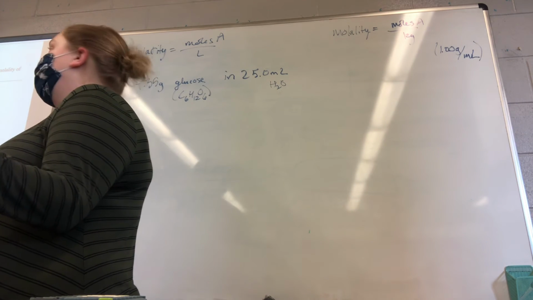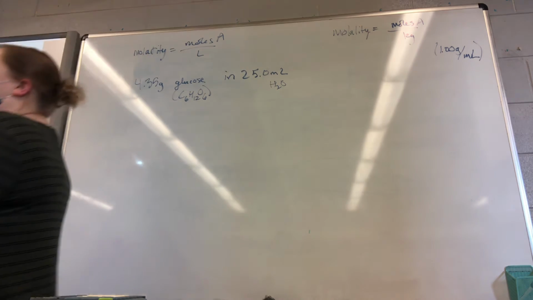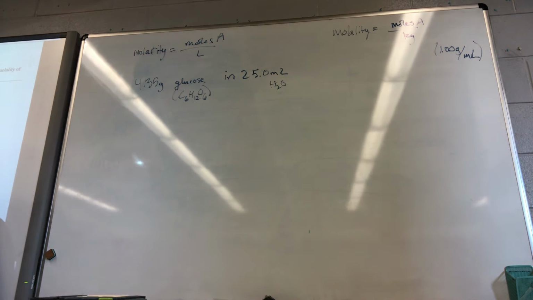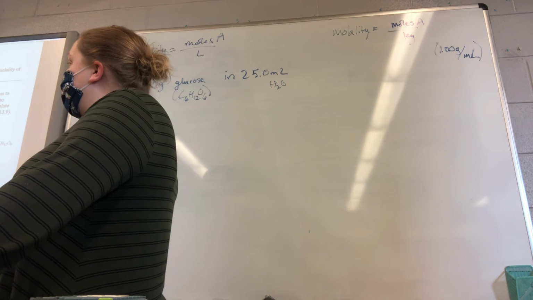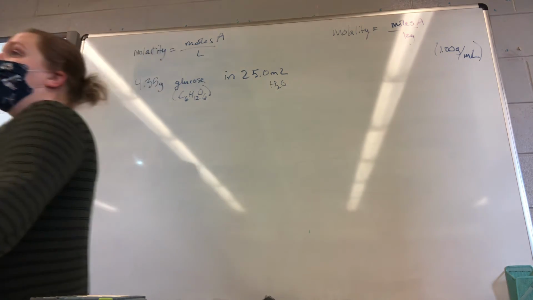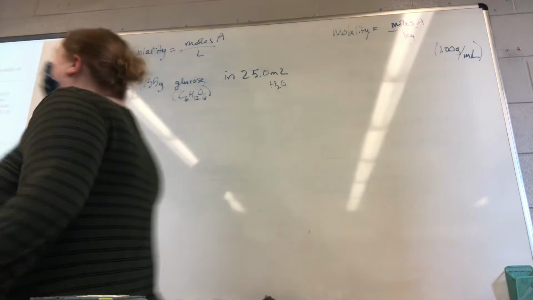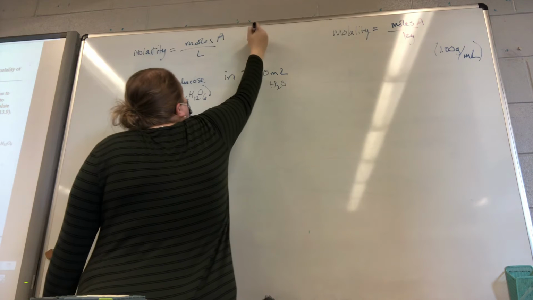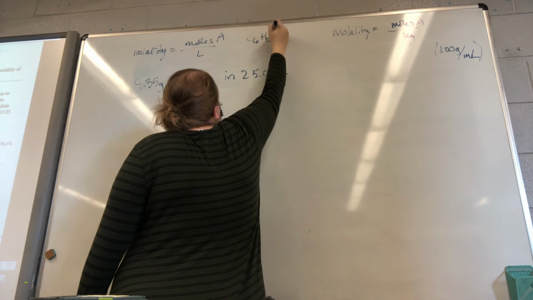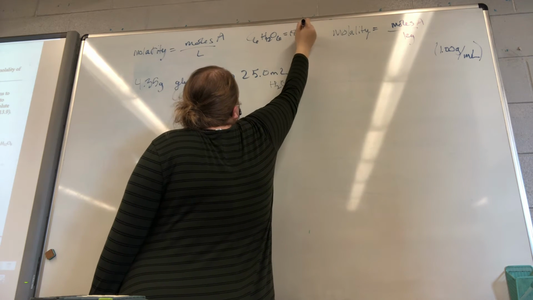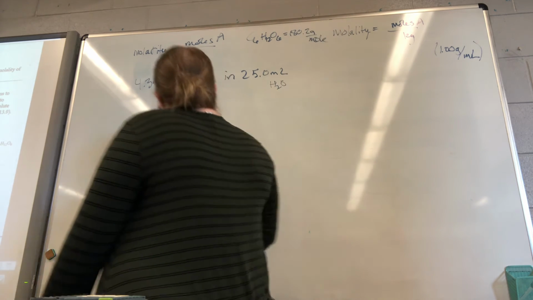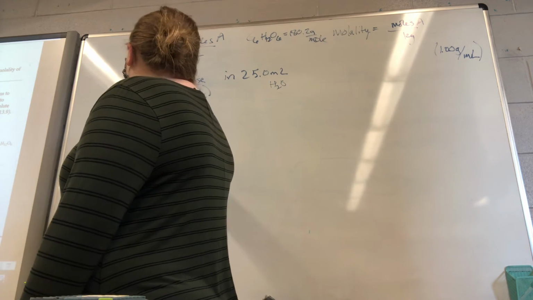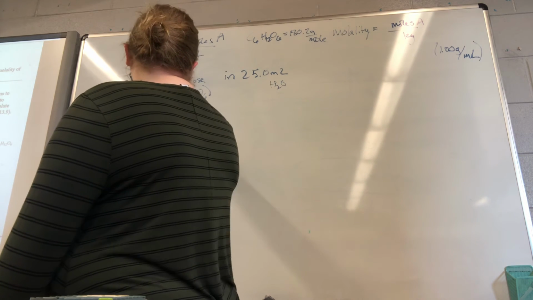None of these things have grams, so we're gonna have to convert to moles. So what's the molar mass of C6H12O6? 180.2. Yeah. So let's set it up. We're going to need the moles for each one.